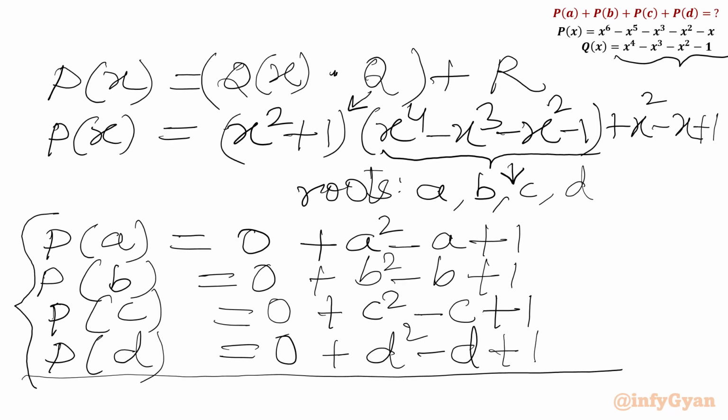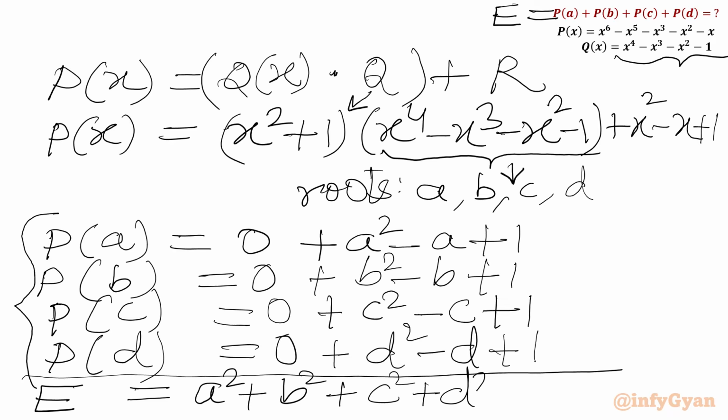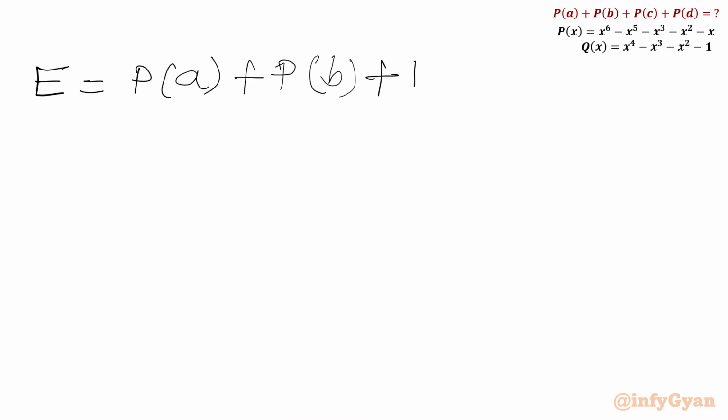So we can write here, the required expression, suppose this is E. So the LHS will be our required expression P(a) plus P(b) plus P(c) plus P(d) equal to E, and the RHS will be a square plus b square plus c square plus d square minus (a plus b plus c plus d) in the bracket, and then 1 plus 1 plus 1 plus 1, we can write 4. So the required expression E equals P(a) plus P(b) plus P(c) plus P(d).